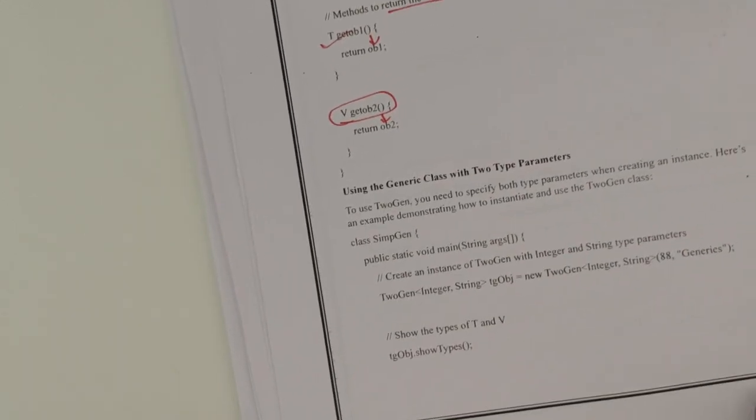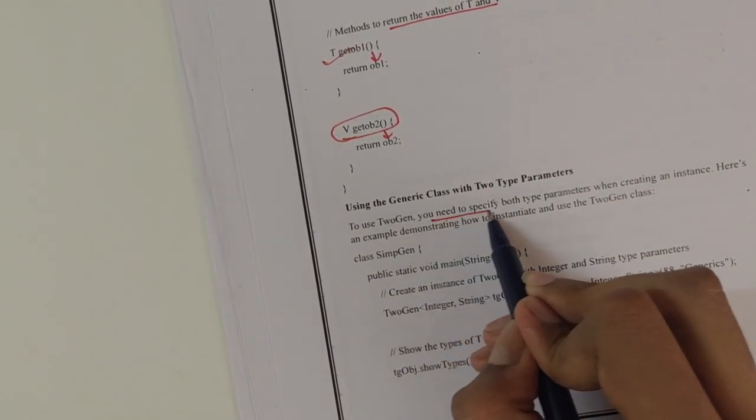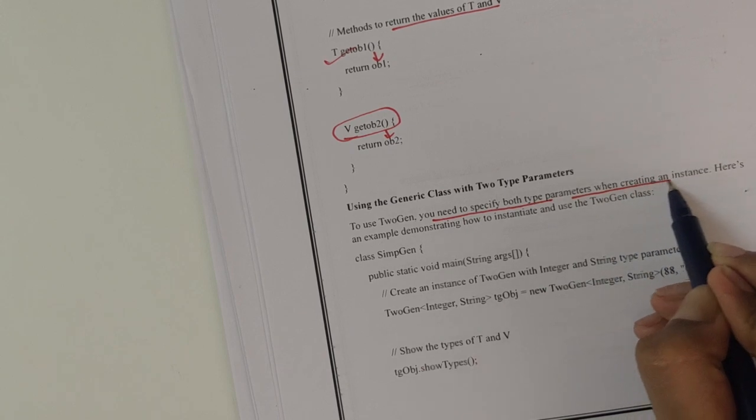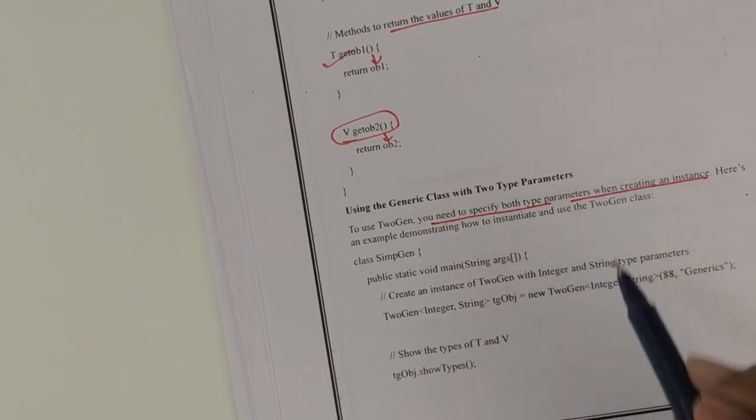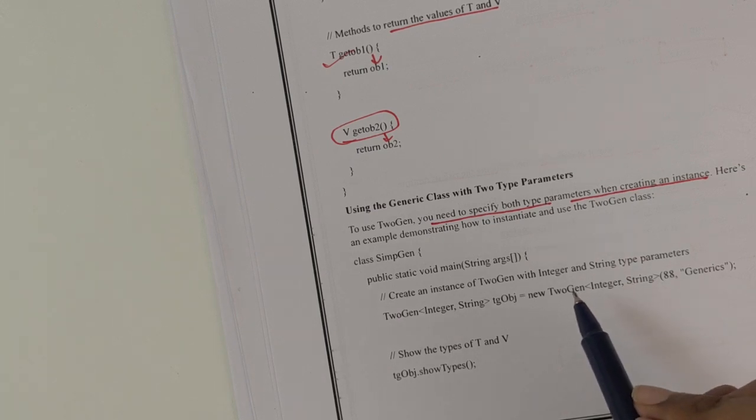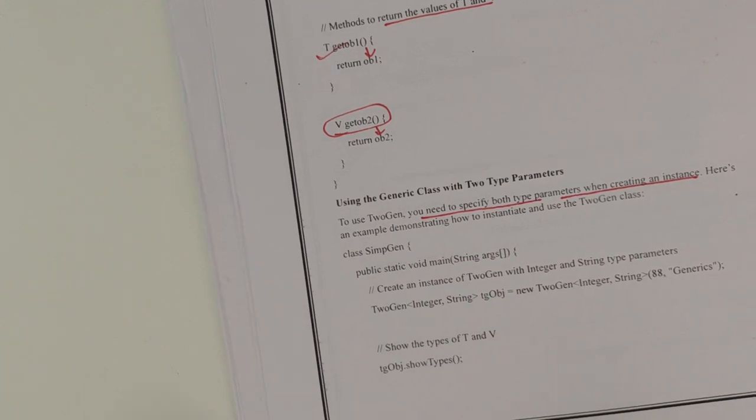Now, using the generic class with two type parameters. How will you use it? You need to specify both the type parameters when creating an instance. That means when you use two generics, we have to make sure that we specify both type parameters when we are creating the instances. Now let's look into this code.